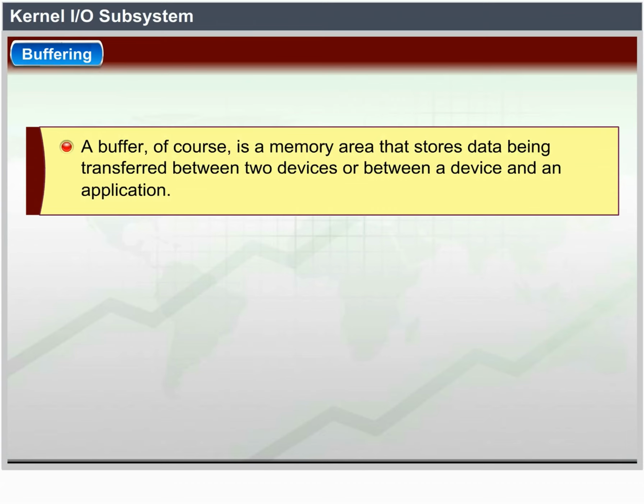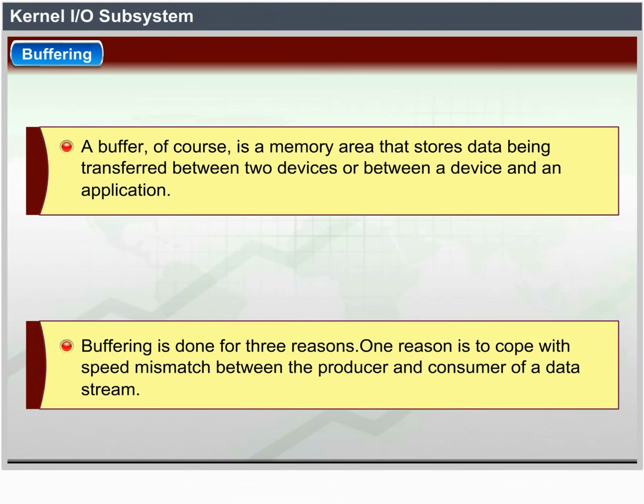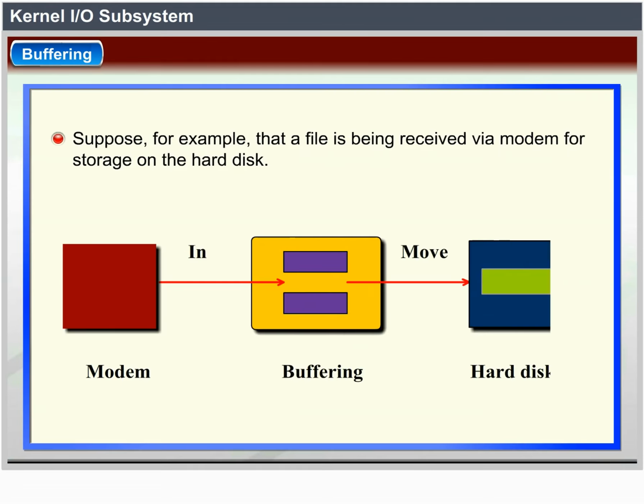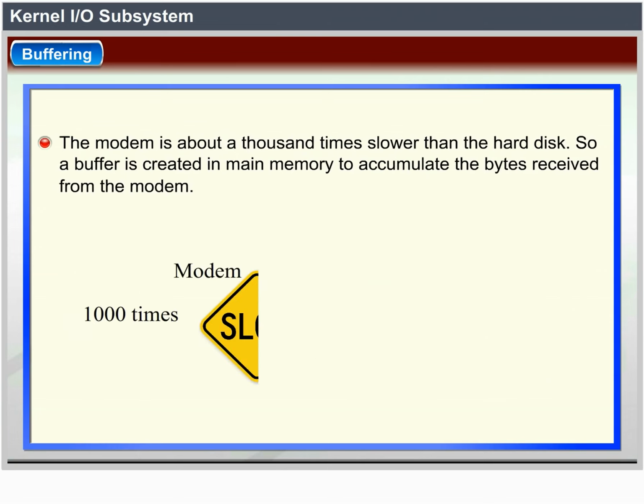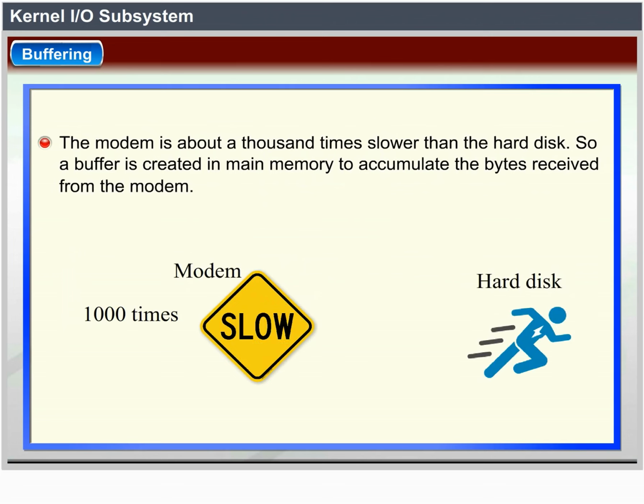One reason is to cope with the speed mismatch between the producer and consumer of a data stream. Suppose, for example, that a file is being received via modem for storage on the hard disk. The modem is about 1,000 times slower than the hard disk, so a buffer is created in main memory to accumulate the bytes received from the modem. When an entire buffer of data has arrived, the buffer can be written to disk in a single operation.